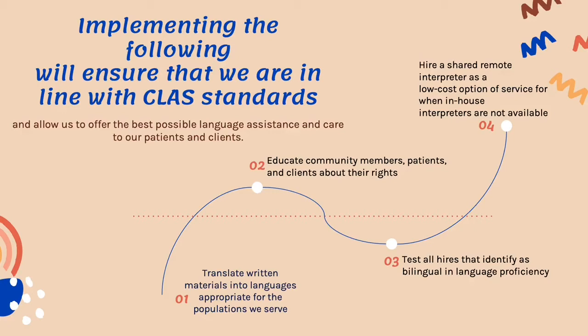Number 3, we want to test all hires that identify as bilingual in language proficiency. We want people that are hired here at our organization who tell us that they're bilingual to actually prove to us that they are able to interpret for our clients and not just tell us that they are able to interpret to our clients. And then number 4, which I was mentioning one slide ago, that connects with that last point, is that if you hire a shared remote interpreter, it's a low-cost option of service for when in-house interpreters are not available. So if you use a method like that, you can ensure that when you have clients that are coming in, you will never be without an interpreter for them.